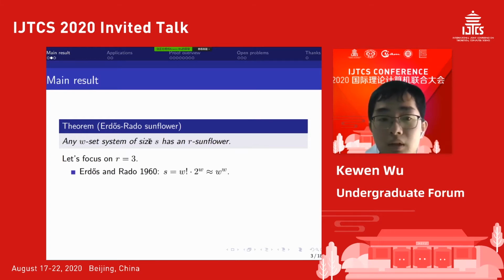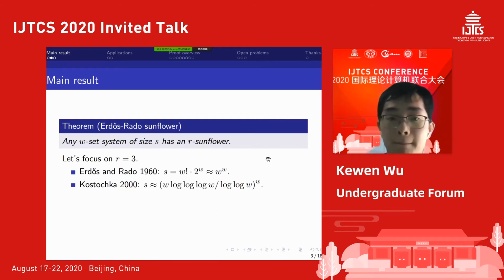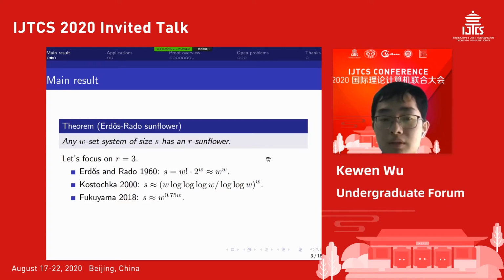For R equals 3, Erdős and Rado in 1960 first studied this problem, and they proved a bound roughly W to the W. The actual bound is W factorial times 2 to the W. Then, in 2000, Kostochka improved the bound to be W log log log W divided by log log W to the W. So this is an exponential improvement, but if we look at the inner thing, it's still roughly W. And 2 years ago, Fukuyama claimed that he improved the bound to be W to the 0.75 W. And this result hasn't been published yet.